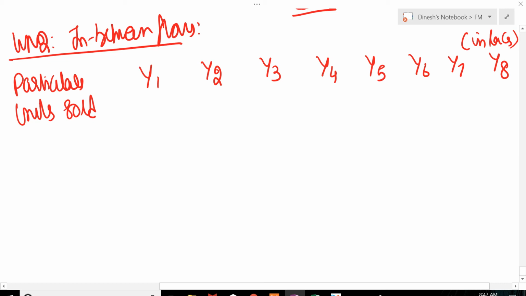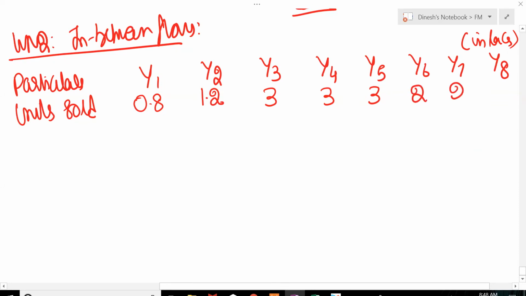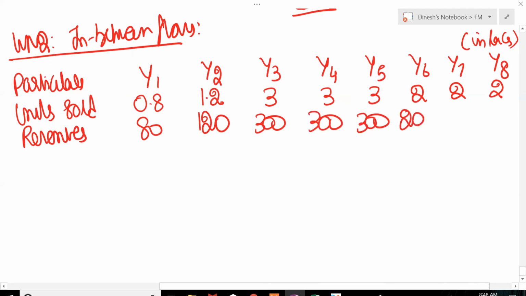Units sold is 0.8. 4 lakhs into 20%, 0.8. Then we have 1.2, 3, 3, 3, 2, 2 and 2. 3, 3, 3 and 2, 2 and 2. Any doubts on this? Revenues, multiply with 100.